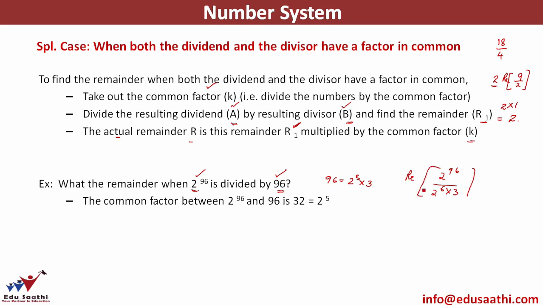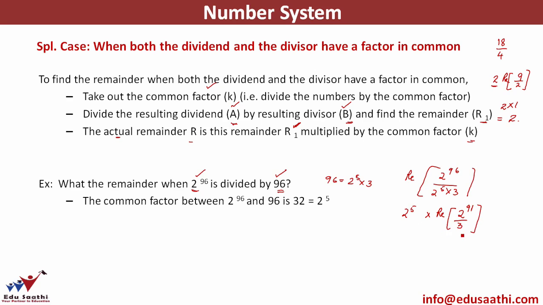Now 2 raised to power 5 is common. I'll not cancel it out. This is a very, very important thing to be noted in the case of remainders. You can't cancel out the common factors. You'll have to only take them out of the remainder. I'm left with 2 to the power 91 divided by 3.